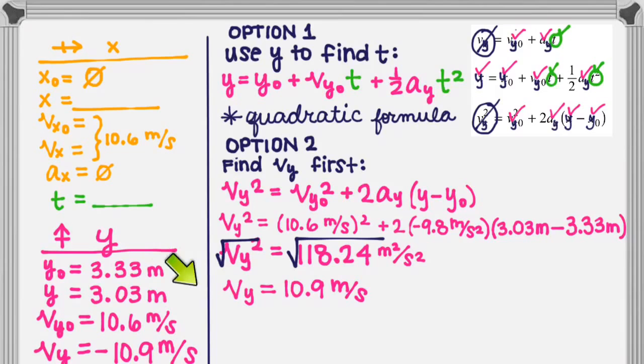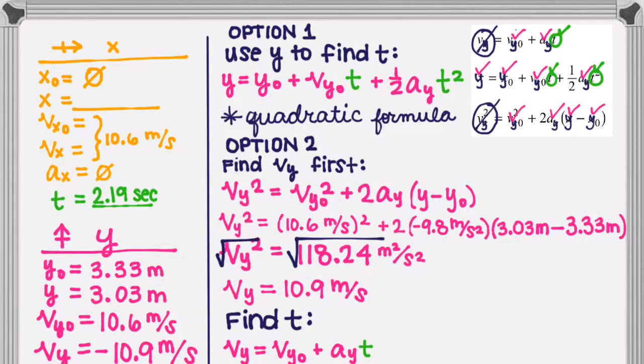Okay, but now I can use an even simpler equation to find my time, and I can use that first equation, which says Vy equals Vy naught plus Ay t. In doing that, I'll plug in my numbers. So negative 10.9 meters per second equals 10.6 meters per second minus the 9.8 meters per second squared times time. Of course, I'll subtract 10.6 from both sides and then divide this by negative 9.8, and you'll get the time of 2.19 seconds. So I'm just going to go ahead and write that in my table.